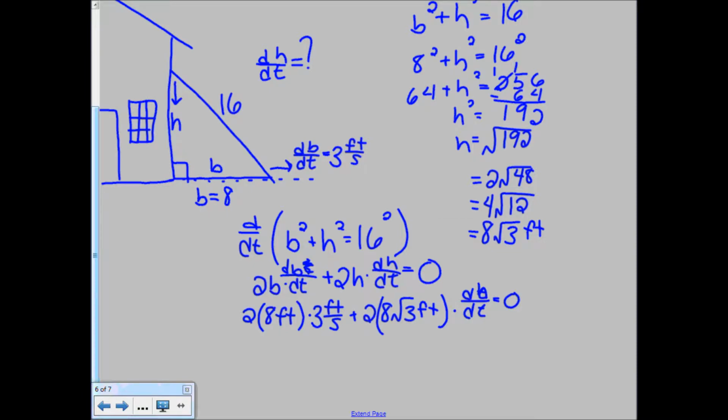So 2 times 8 is going to be 16. 16 times 3 is going to give us 48. So we can write a 48 here. Now we can move that over to the other side. So we're going to get 16 root 3 dh/dt is equal to negative 48. And then we're going to divide both sides by 16 root 3.